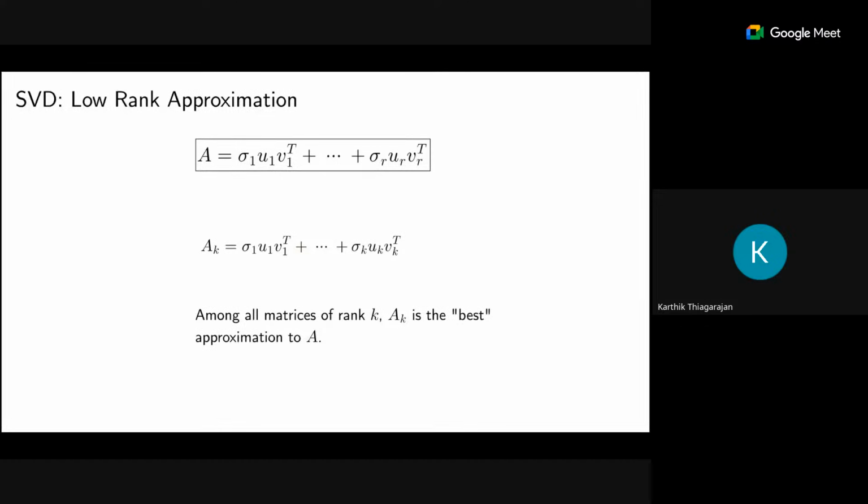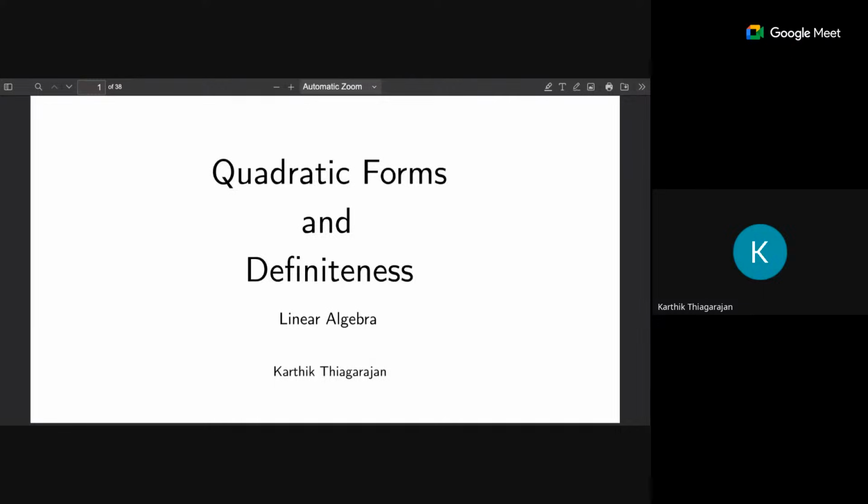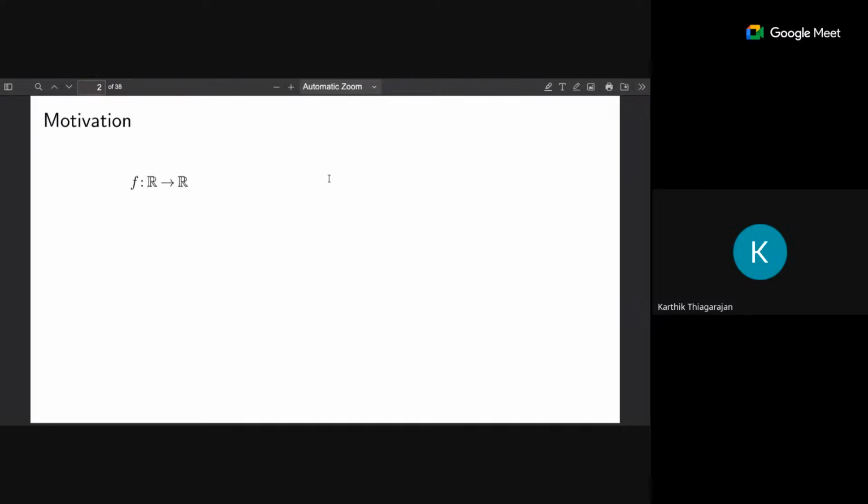That brings us to the last part, quadratic forms and definiteness. I'll give you a small motivation as to why we are studying this part of the course. If you have a function f from R to R, and week 8 onwards is optimization, if you want to find the local minima of f, what would be the first step you would do?